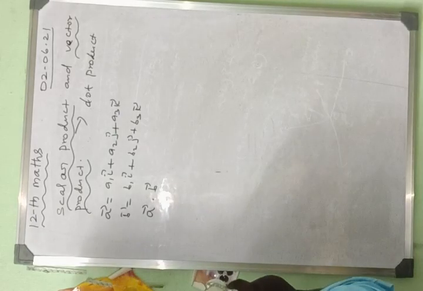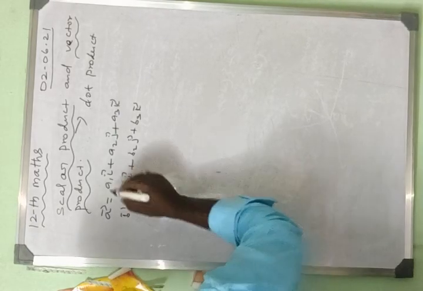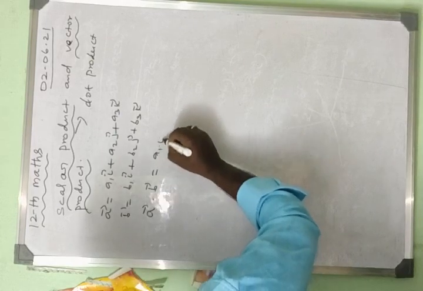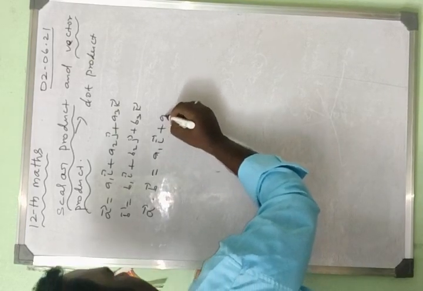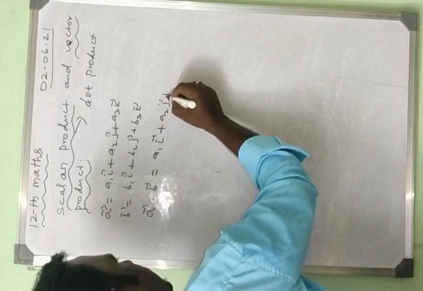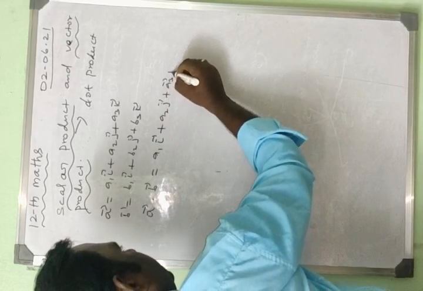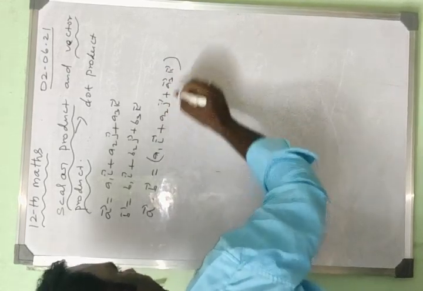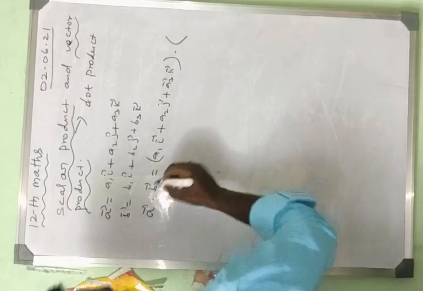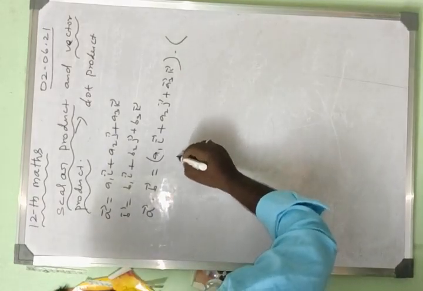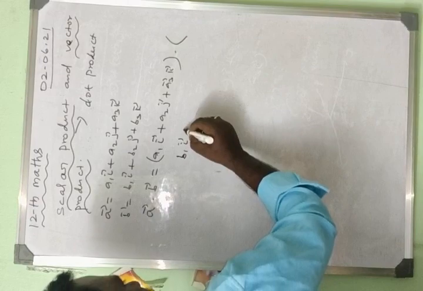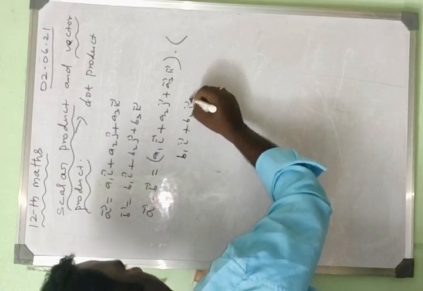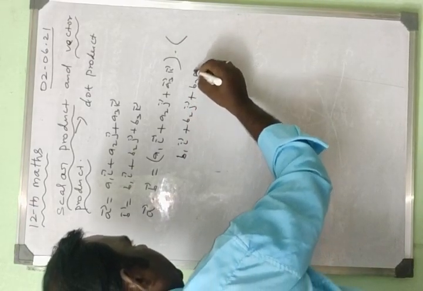Vector A dot vector B equals, what is vector A? A1 vector I plus A2 vector J plus A3 vector K, dot, what is vector B? B1 vector I plus B2 vector J plus B3 vector K, like this.